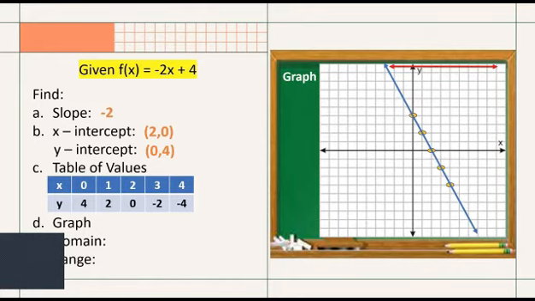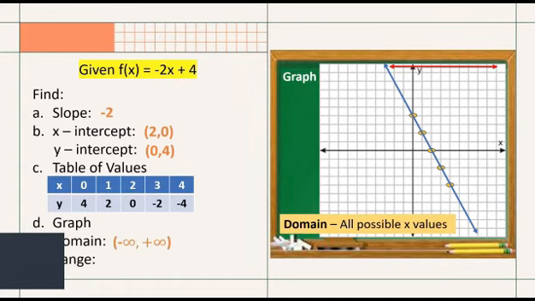Now, how about the domain? How to get the domain? Look at this line. This is our domain, all possible x values. Now, you may write negative infinity and positive infinity. What do you mean by that? It means all negative x or positive x are possible values of our linear function. It means there are many.